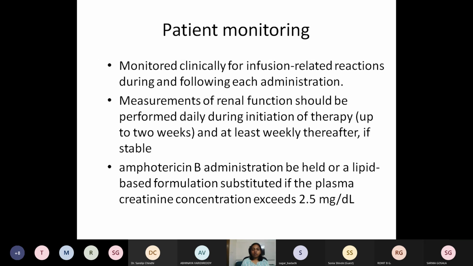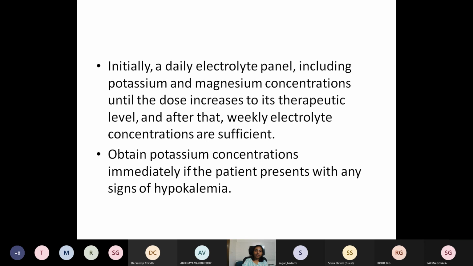Now, patient monitoring. When we start the patient on amphotericin, first, importantly, you have to monitor clinically for infusion-related reactions during and following each administration. The measurement of renal functions should be done daily during initiation of therapy up to 2 weeks and at least weekly thereafter. And there is no clear-cut guideline as to when we need to stop, but if there is an increase in creatinine more than 2.5 milligram per deciliter or a 50% increase in the serum creatinine from baseline, it is best to stop or to substitute amphotericin B.